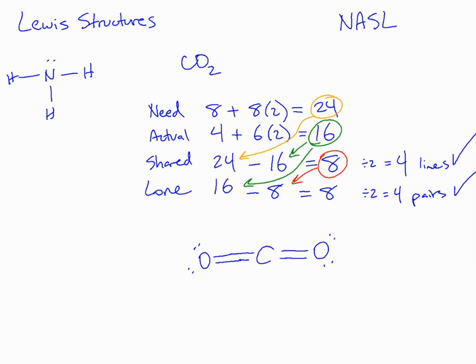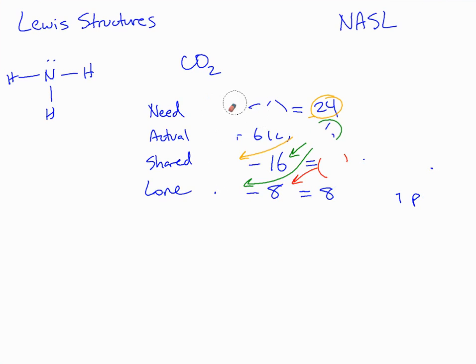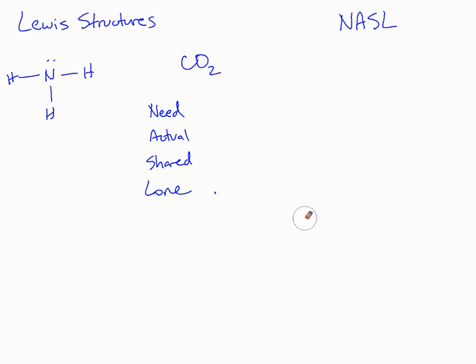So I'm going to erase some of this and look at another one. Small change, 1 less oxygen. Now it's carbon monoxide. All of the math here is the same, just the numbers are going to change a little bit. So how many electrons do we need? Carbon needs 8. Oxygen needs 8. We need 16 electrons. How many do we actually have?